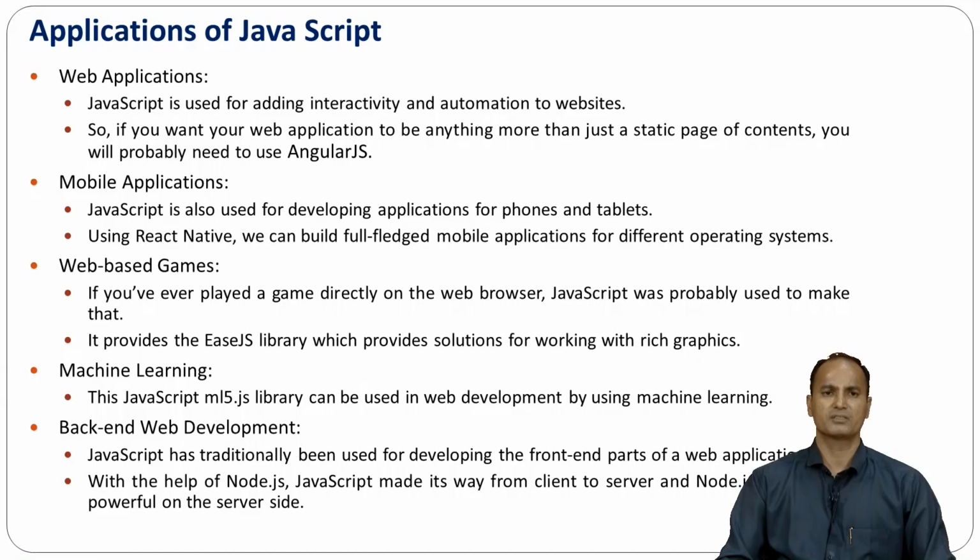Various applications are there in which JavaScript is widely used. Among them, web applications: today's web applications are using JavaScript to make them more interactive and efficient. In mobile applications also, React Native is used to develop mobile-based applications. In web-based games, JavaScript is widely used. Machine learning also uses the ML5.js library for web development using machine learning. In backend web development, JavaScript has traditionally been used for developing front-end parts of the applications. With the help of Node.js, JavaScript made its way from the client to the server, and Node.js is powerful on the server side.